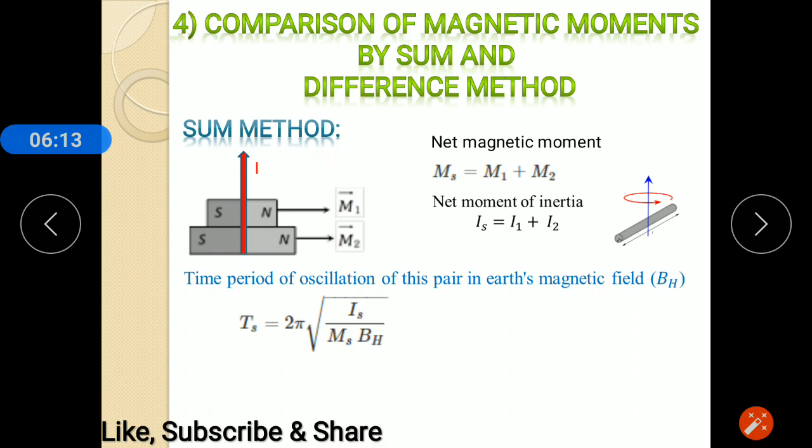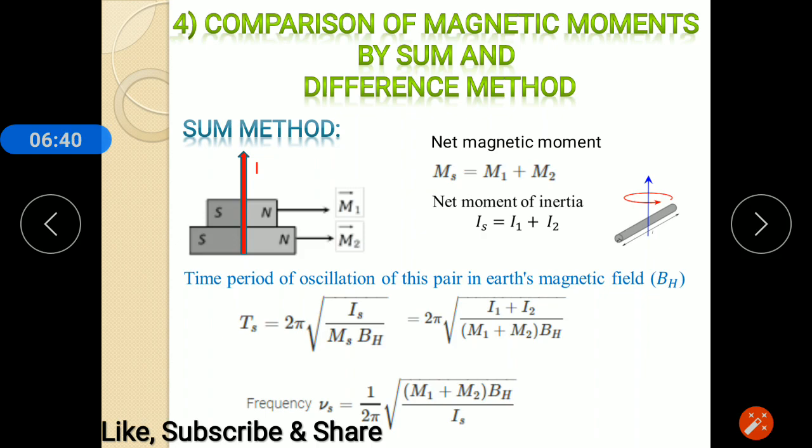Now, what is the time period of oscillation? The time period of oscillation of this pair in the earth's magnetic field, that is BH, is Ts. In the sum method, the time period is 2 pi square root of Is, that is the net moment of inertia, upon the net magnetic moment into BH. Now put the values of Is and Ms in the equation, we get the time period in the sum method. Now what is the frequency? We know frequency is 1 upon time. So 1 upon 2 pi, inverting it, square root of (m1 plus m2) upon (I1 plus I2) is the frequency. This is how we can find the time period as well as the frequency in the sum method.